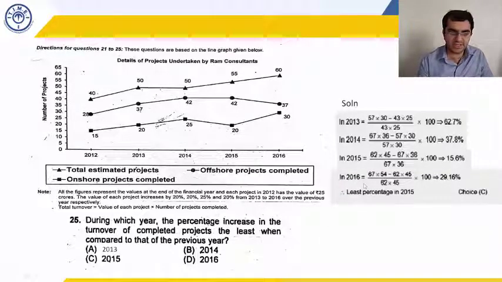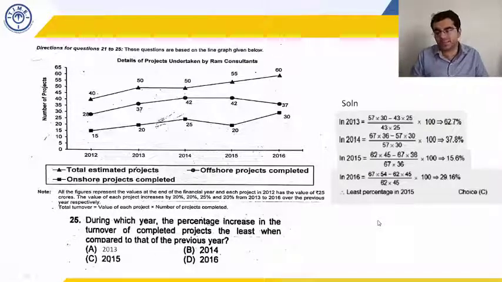And finally for 2016, I have 67 projects. Now 45 crores increases by 20%. That's 45 plus 9, 54 crores. 67 into 54 is the new turnover in 2016 minus the old turnover, which is 62 into 45, divided by 62 into 45 into 100. That's 29.16%. And the question asked us, in which year is the percentage increase the least? So we can see that percentage increase is the least in 2015. Please write this down. So the answer is option number C.